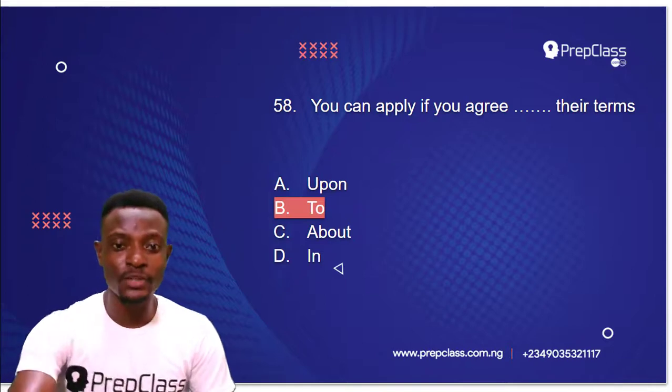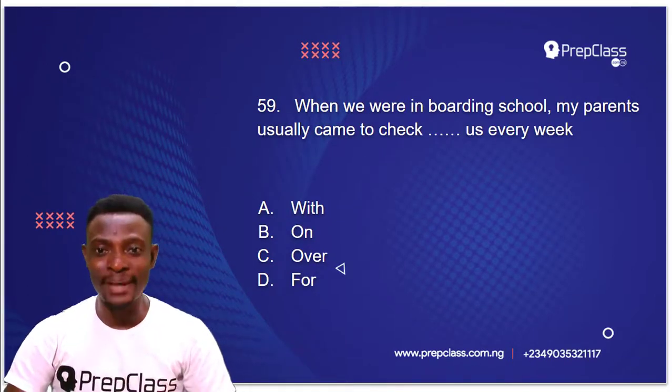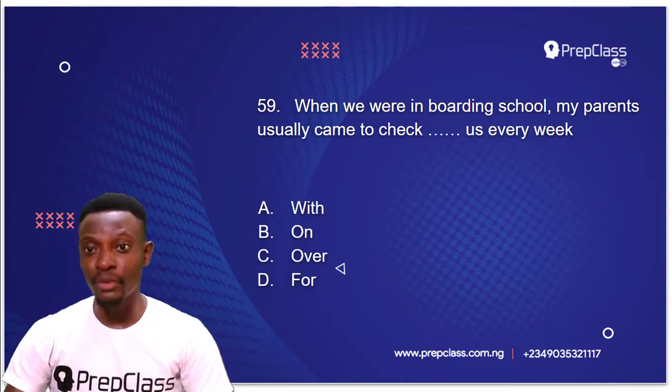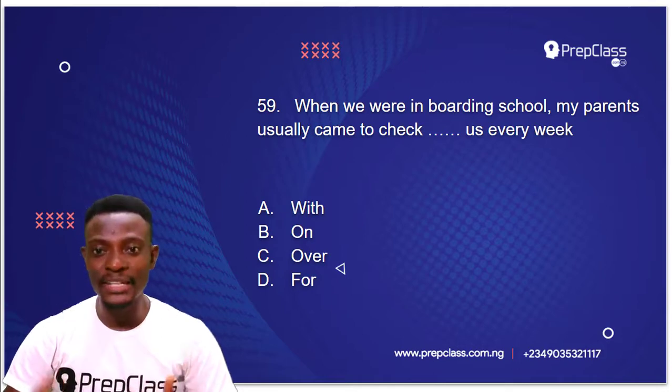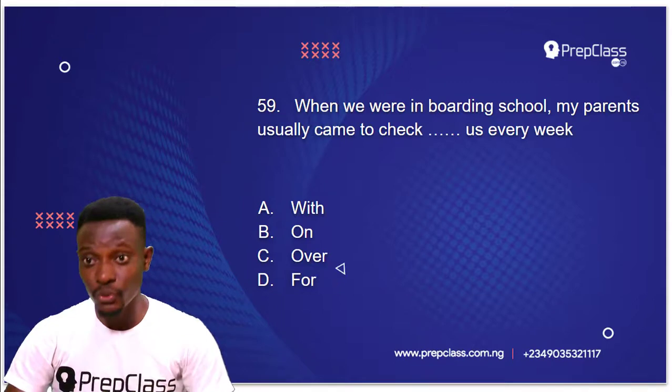Moving on to the next question, question 59. Remember, we have to select the option that best completes the sentence. Question 59 reads, when we were in boarding school, my parents usually came to check dash us every week.